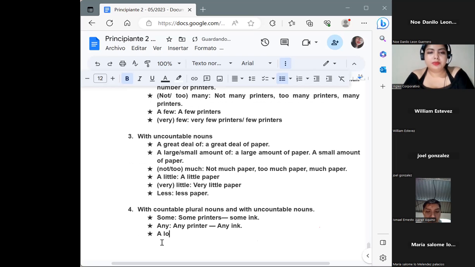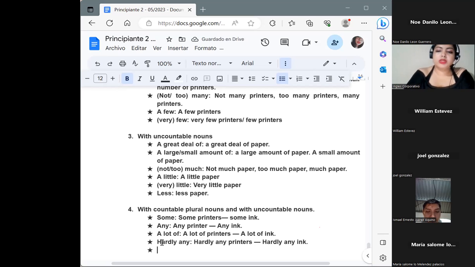A lot of. A lot of printers. A lot of ink. Hardly any. Hardly any ink. Almost all.